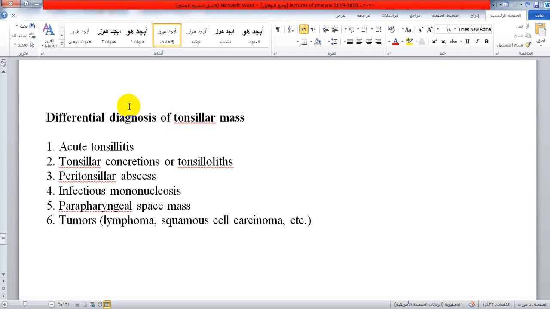in addition to acute tonsillitis, are tonsillar concretions or tonsilloliths, peritonsillar abscess, infectious mononucleosis, parapharyngeal space mass, and tumors. All tumors, benign or malignant, like lymphoma, squamous cell carcinoma, pleomorphic adenoma, adenoma, or other tumors.